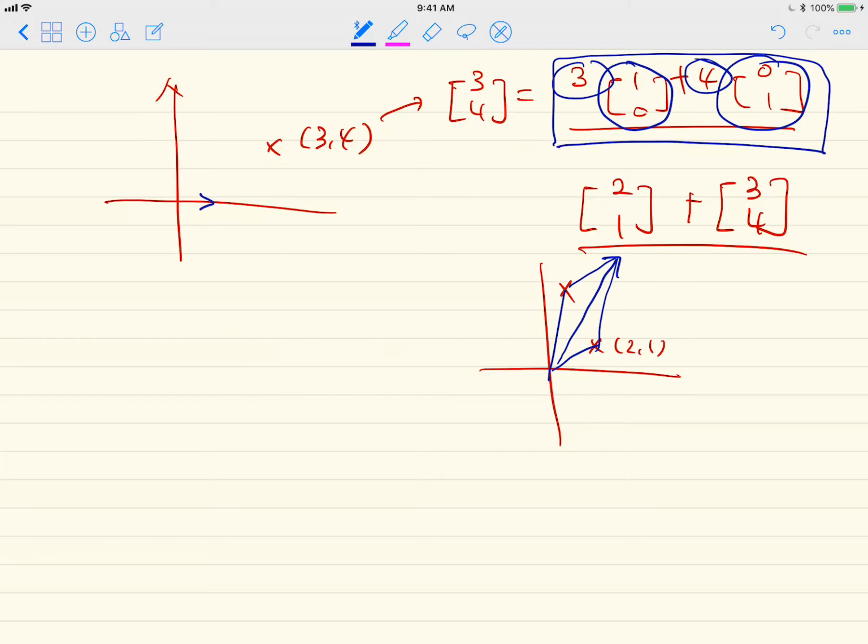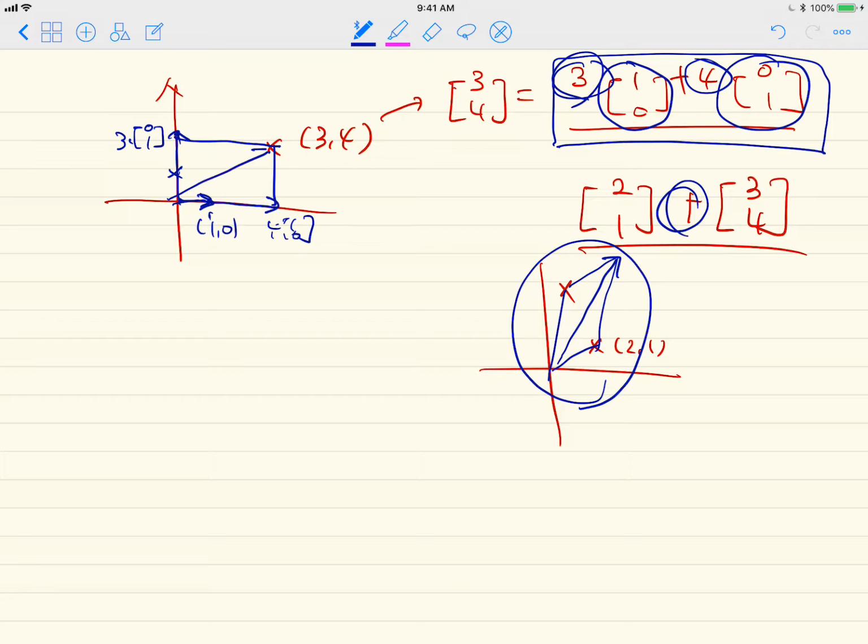So we have one vector over here, it's 1, 0, and then we scale it 3 times, right? A scalar multiple of a vector is just changing the length of the vector, but not the direction, right? And then maybe this one is 3 times 0, 1, 4 times 1, 0, and then let's just form the parallelogram like this, okay? And then we always have this rectangle that has the angle over here as 90 degrees, right?